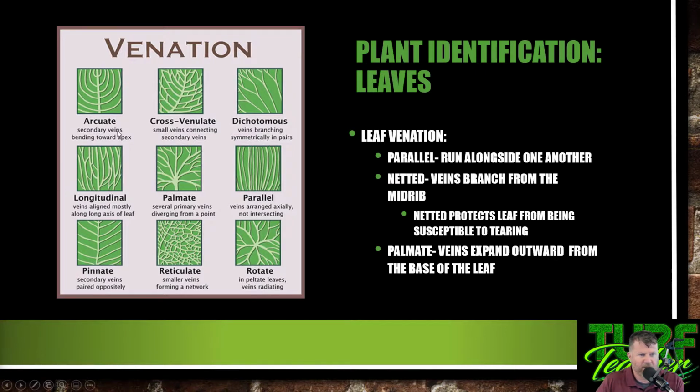Arcuate, these are secondary veins bending toward the apex. Cross venulate, small veins connecting secondary veins. Dichotomous, veins branching symmetrically in pairs. Longitudinal, veins aligned mostly along the long axis of the leaf. Palmate, several primary veins diverging from a point. Parallel, veins are arranged axially, not intersecting. Pinnate, secondary veins paired oppositely. Reticulate, smaller veins forming a network. And then rotate, in peltate leaves, veins radiating.